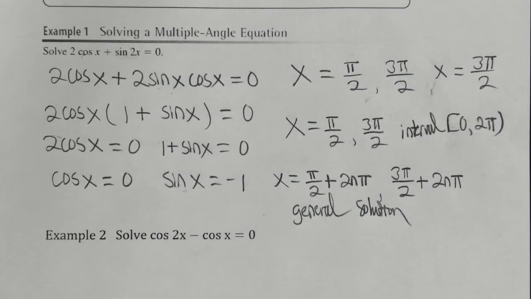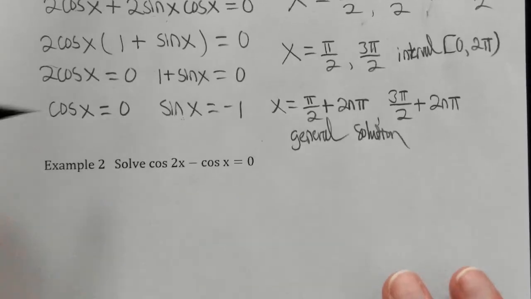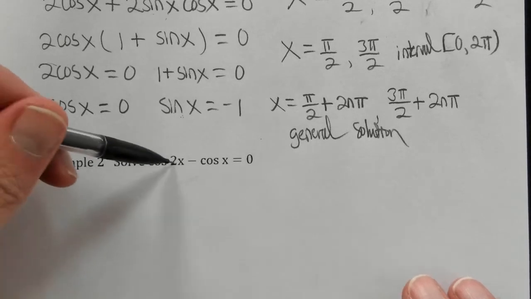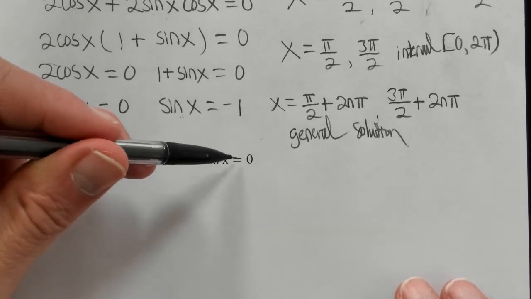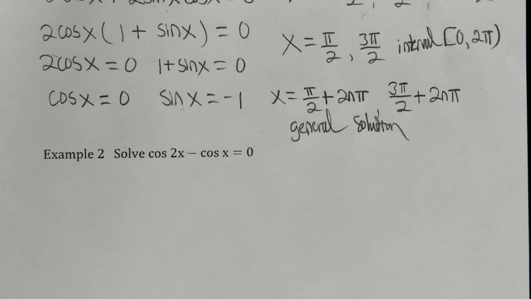So that's an example of how we can use a double angle formula in order to come up with one of the answers. We've got another one here. We want to solve cosine 2x minus cosine x equals 0.